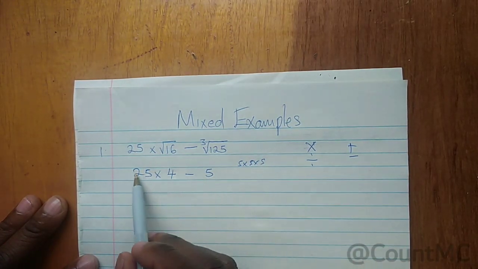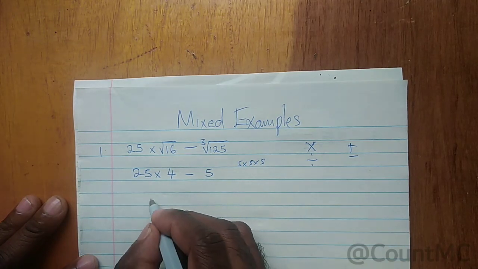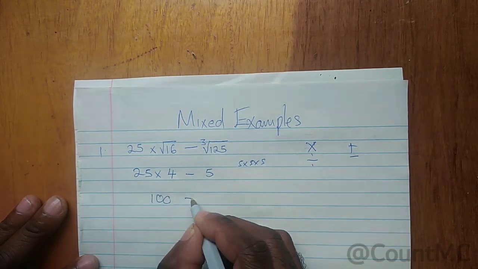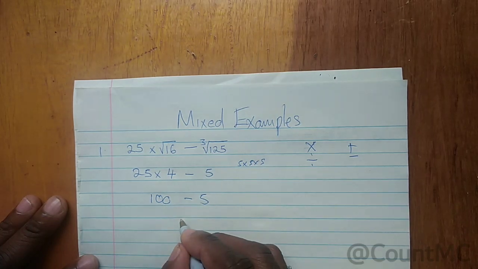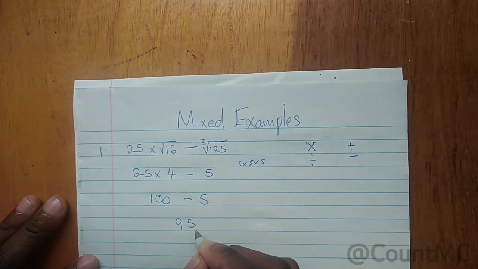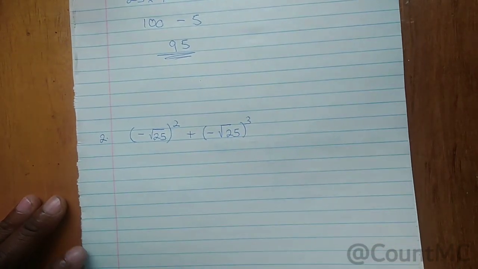So always start with multiplication. 25 times 4, that's 100, minus 5. 100 minus 5, we get a 95. So that's our answer. Let's do another one.